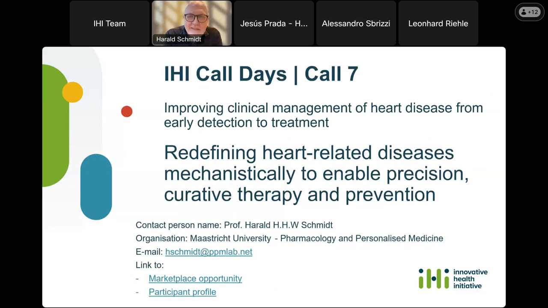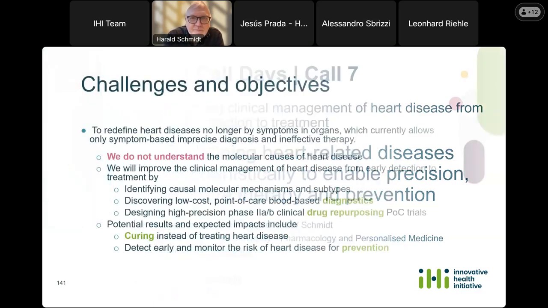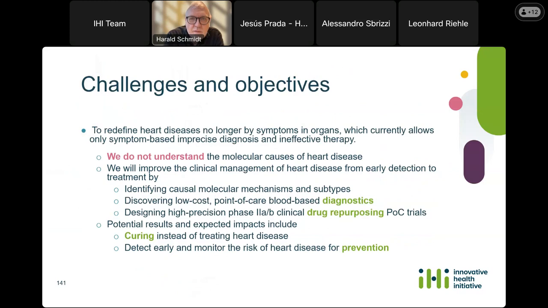Thank you. The proposal is named Redefining Heart-Related Diseases Mechanistically to Enable Precision Curative Therapy and Prevention. So next slide, please.